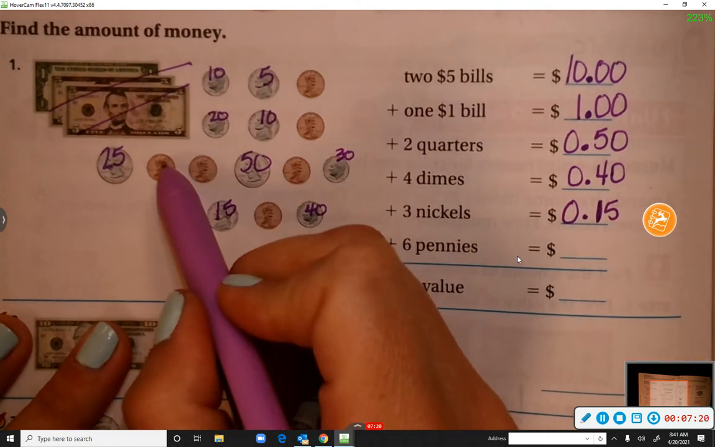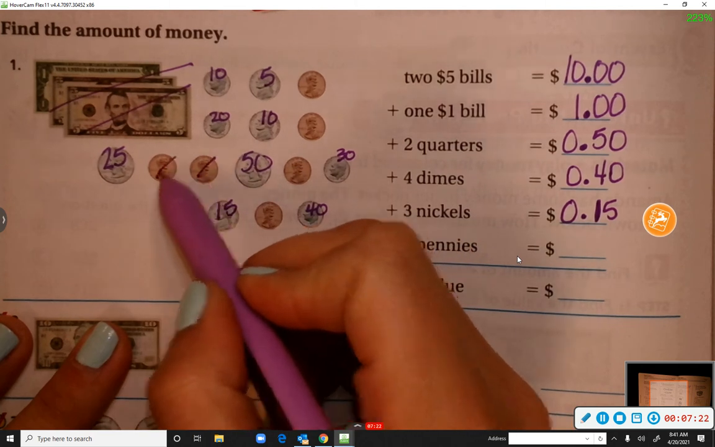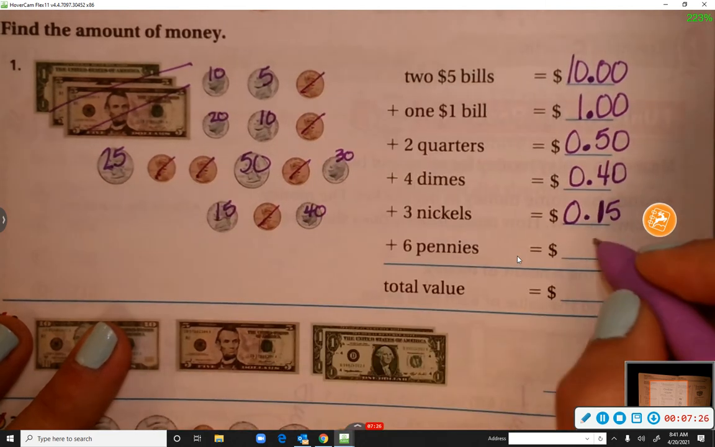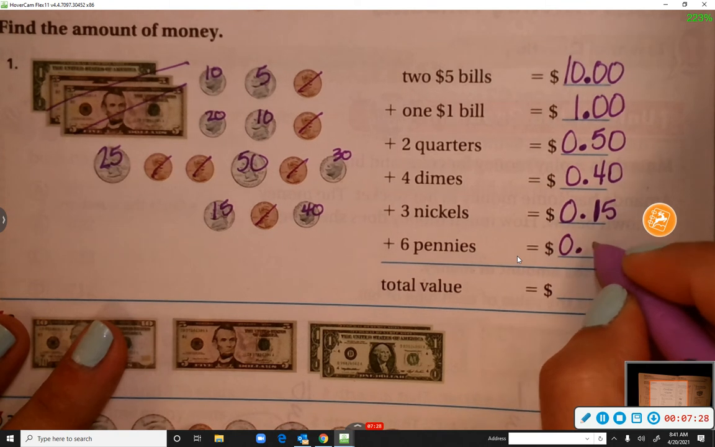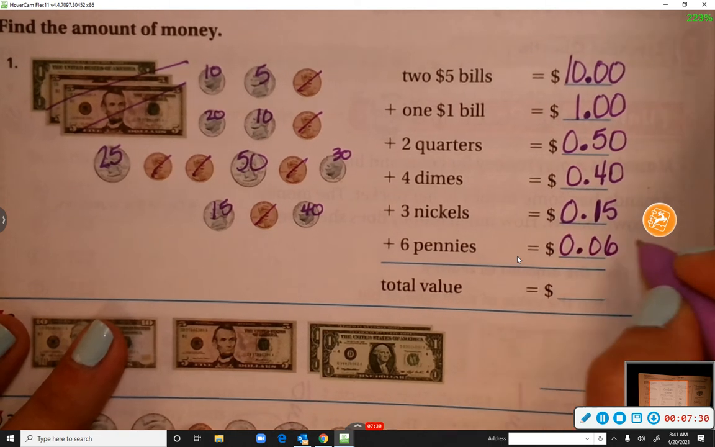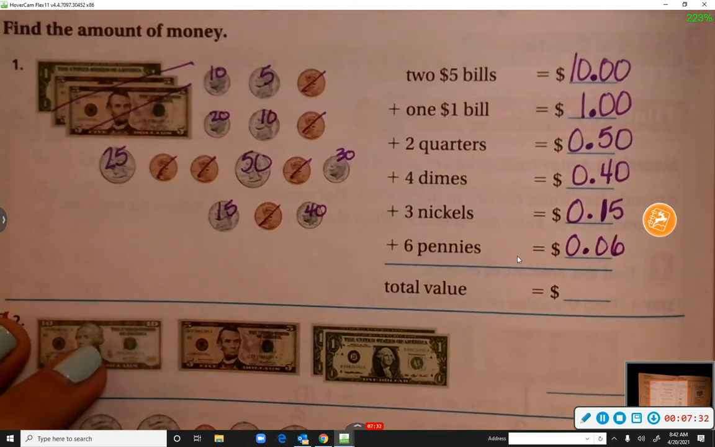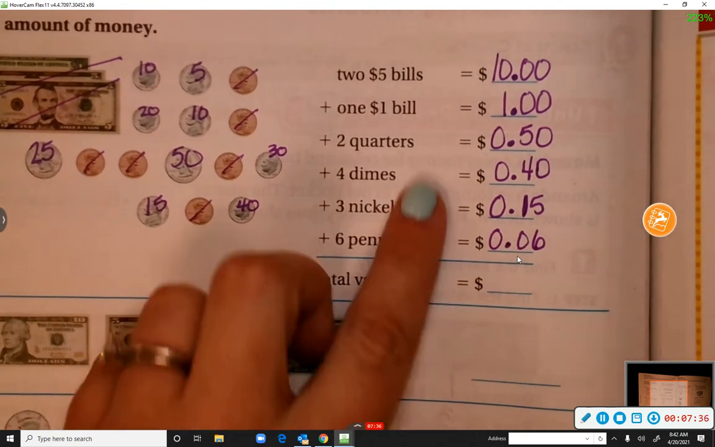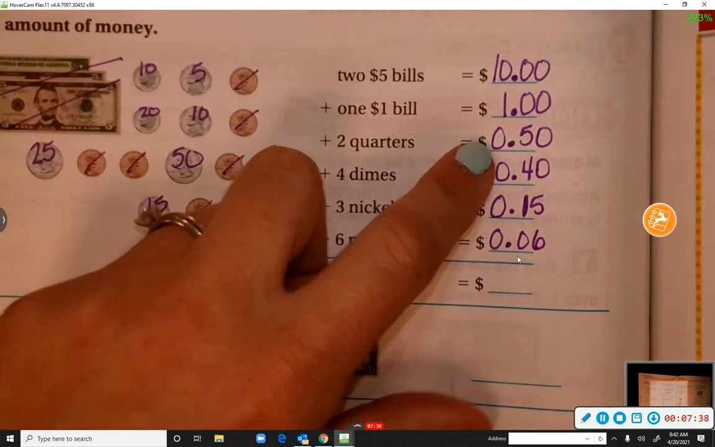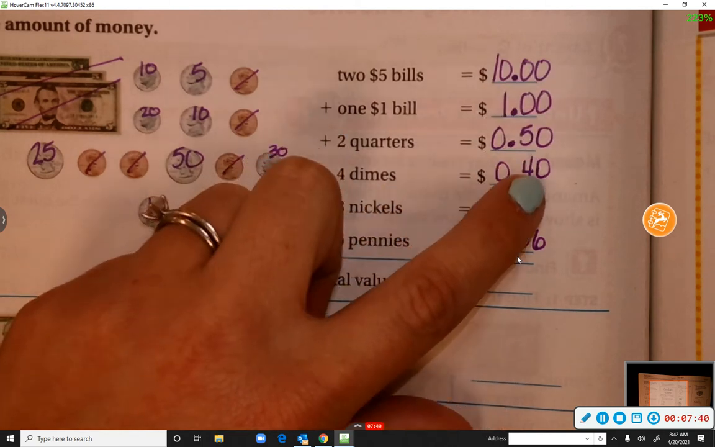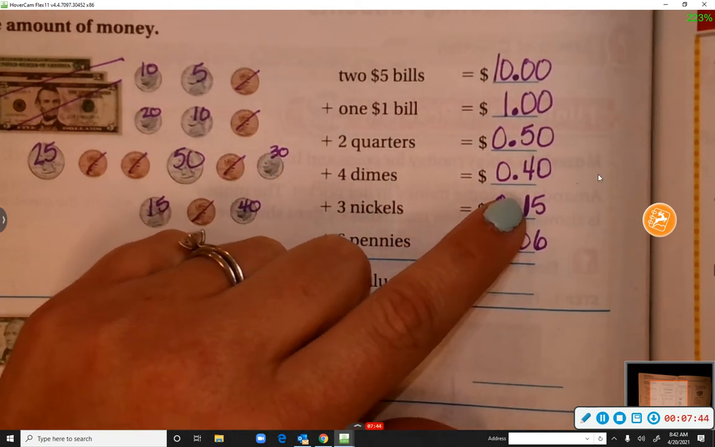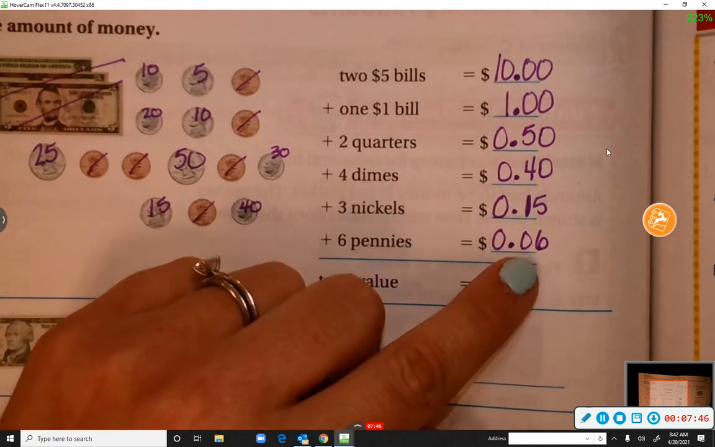Pennies. 1, 2, 3, 4, 5, 6. So 0 decimal 0 6. Okay, now we're going to carefully add up because we've got a lot of numbers here. Starting over here on the far right in the ones place. Okay, we're actually not the ones, but the cents.